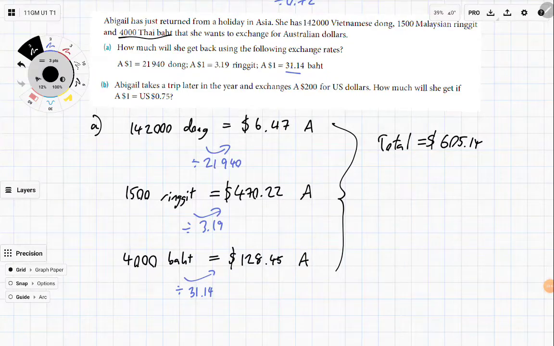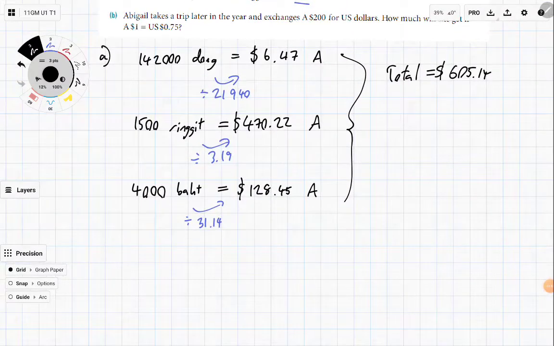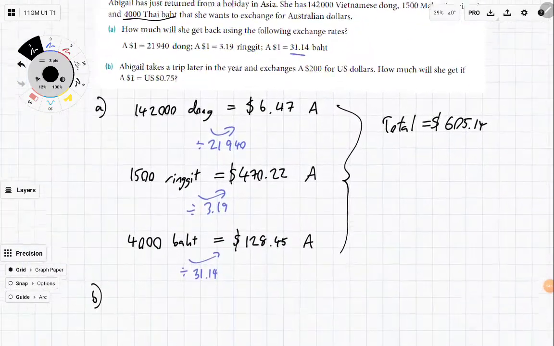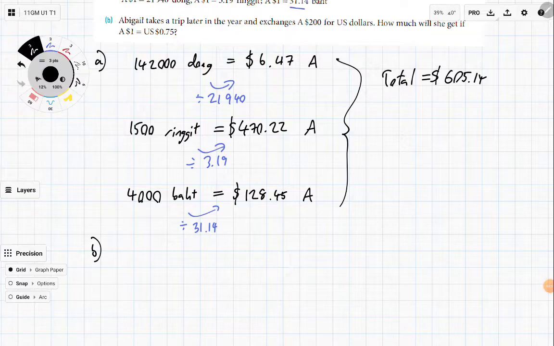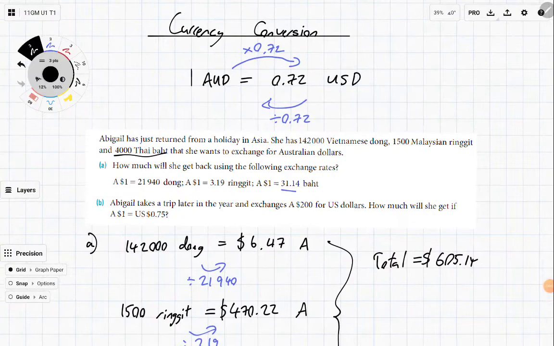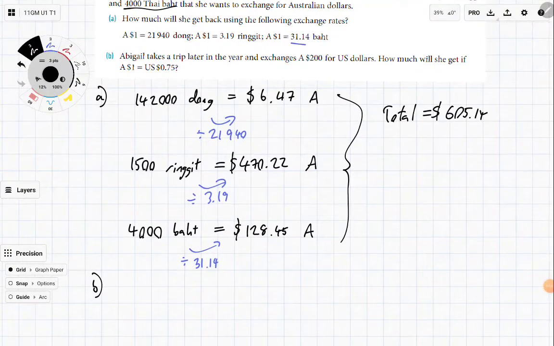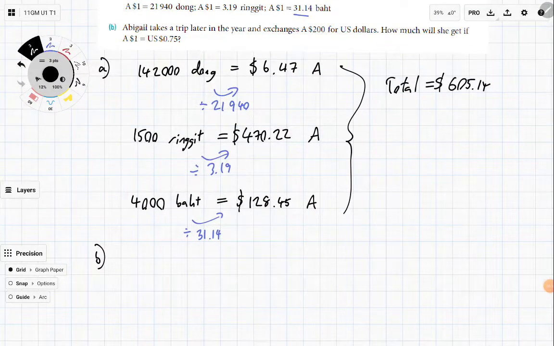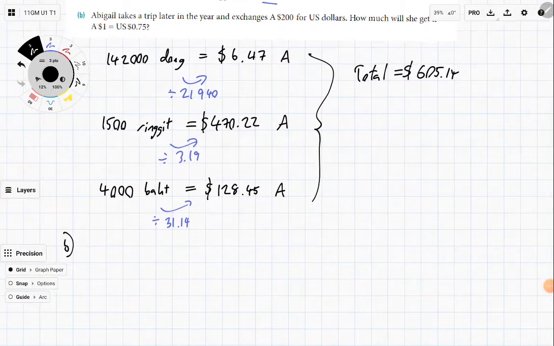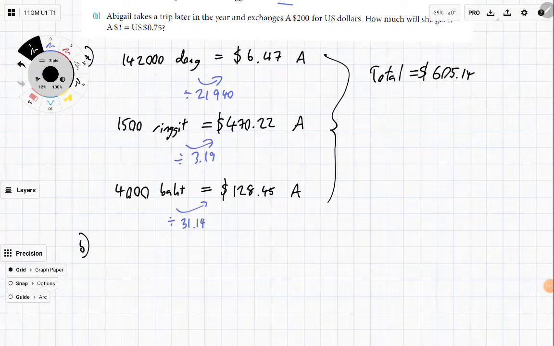Abigail takes a trip later in the year and exchanges 200 Australian dollars for US dollars. So this is going forward, from Australian dollars outwards. How much will she get if one Australian dollar is equal to 75 US cents? You can see even my conversion rate from above was based on today's, whereas when this question was written, it was 3 cents higher. That's part of the issue with currency conversions, is they change. They're not constants, so just be mindful of that. All of these currency conversions will change over time.